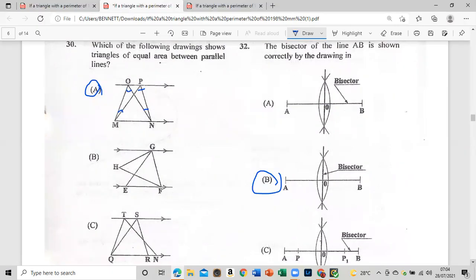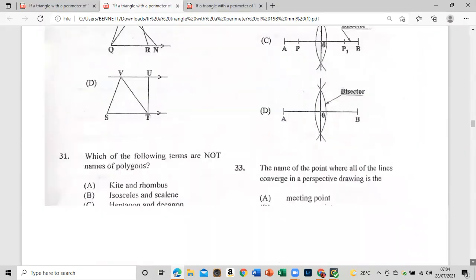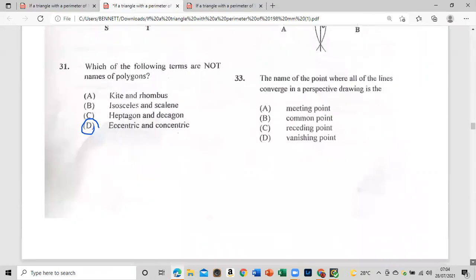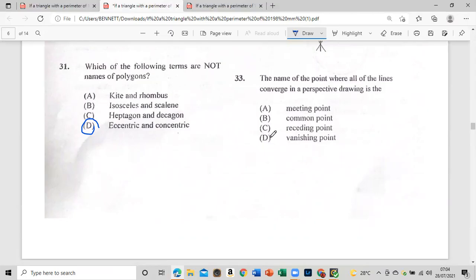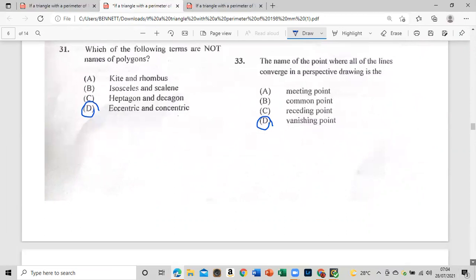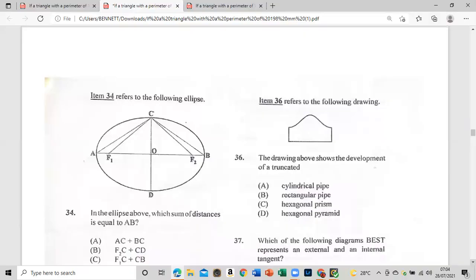All right, so let's move on to 33. The name of the point where all the lines converge in a perspective drawing is called, is it the meeting point, the common point, the resulting point, or the vanishing point? And that is the vanishing point. When I read the question, I thought it was going to be the meeting point where they all meet. Let's move on to 34.